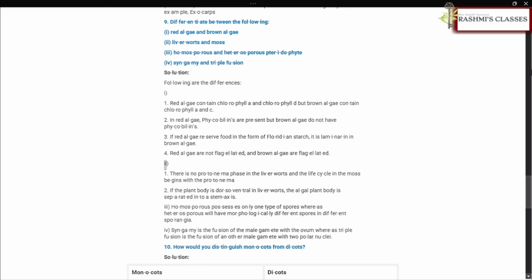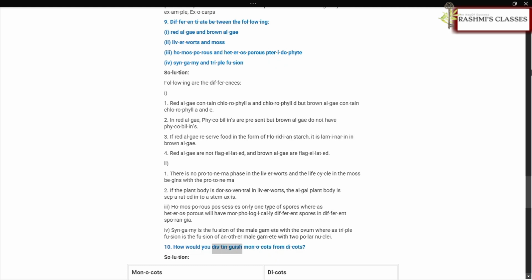2. 1. There is no protonema phase in liverworts, and the life cycle in moss begins with the protonema. 2. The plant body is dorsoventral in liverworts, while in moss the plant body is separated into a stem axis. 3. Homosporous possesses only one type of spores, whereas heterosporous will have morphologically different spores in different sporangia. 4. Syngamy is the fusion of the male gamete with the ovum, whereas triple fusion is the fusion of another male gamete with two polar nuclei.